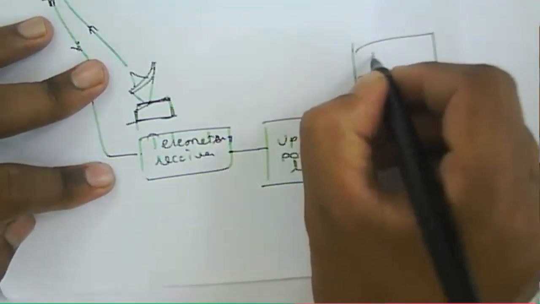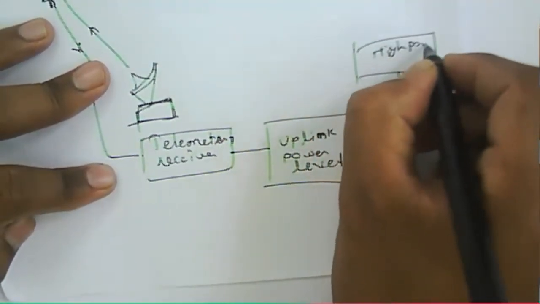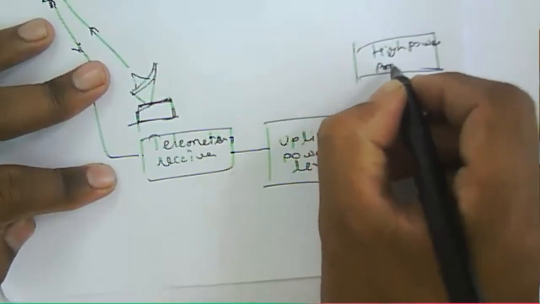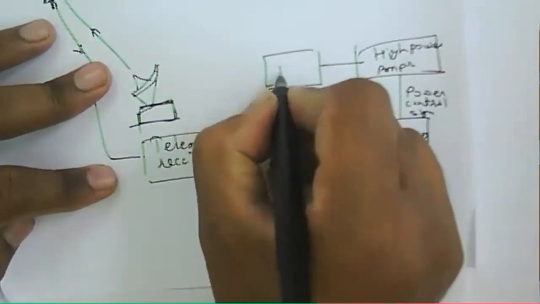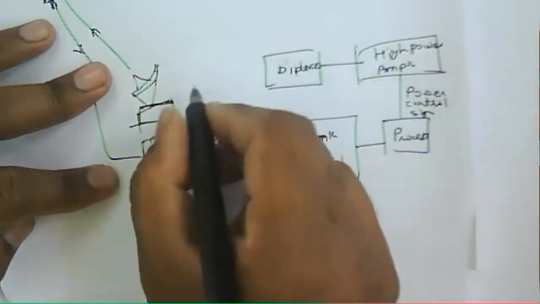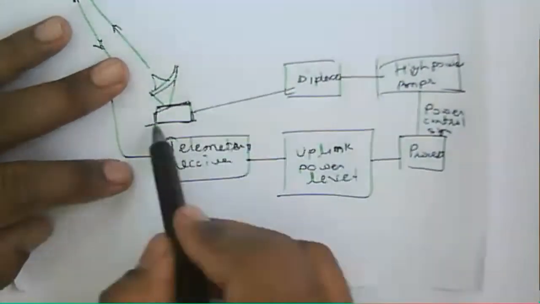So that high power amplification takes place. This one is the high power amplifier. Then we have a duplexer, same here, and that duplexer is connected to the antenna of the earth station.